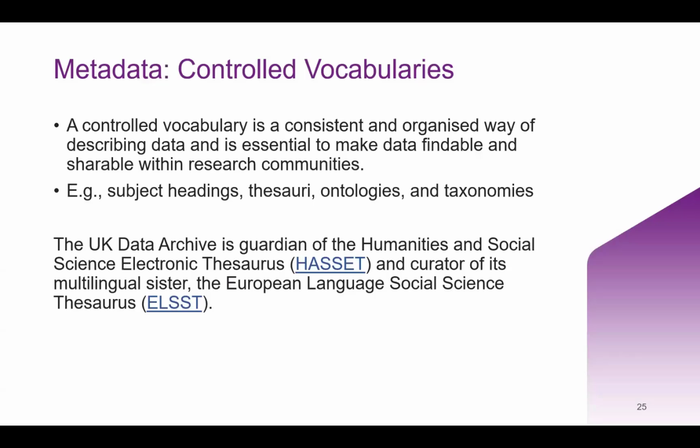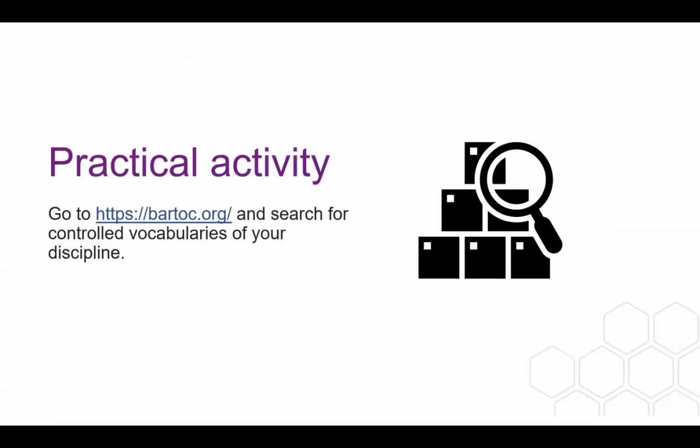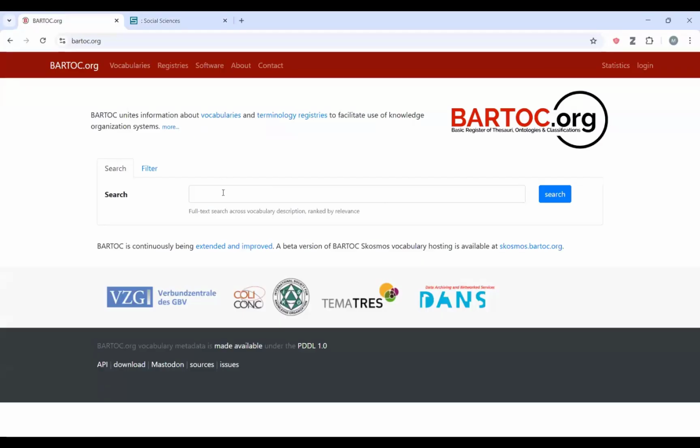And we've got another activity here to give you an opportunity to search through some different controlled vocabularies. So what I'd like you to do is go to bartoc.org and enter in some search words on your particular field of study or research and see what kind of controlled vocabularies come up for your discipline. So if you give me just a moment, I'm going to swap screens around and you can see here we are. You can do any kind of search that you want.